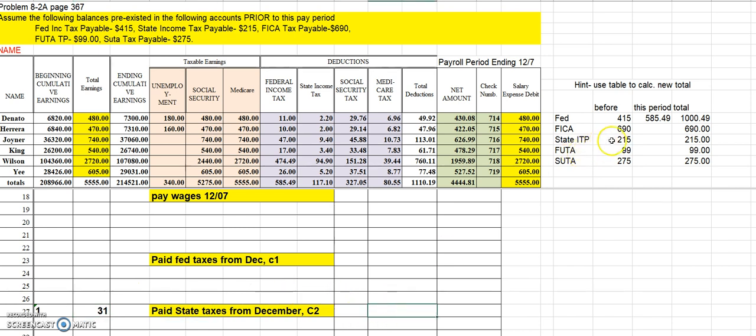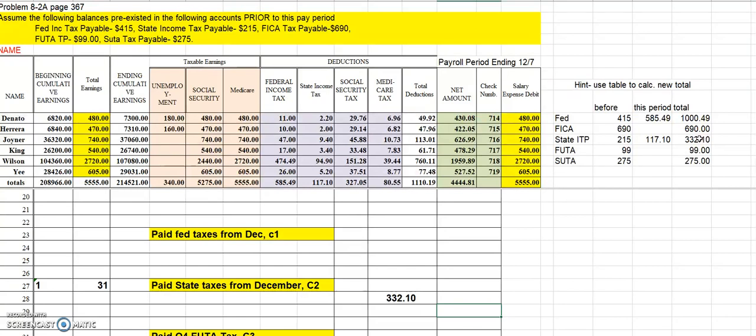So for instance, this period in state we had, or previously we had $215. This period we had $117. We added to our T-chart that we collected and recorded. So now the balance for state is $332.10. So that's what my total payment is going to be in my entry. It would be $332.10, just like if it was the T-chart.